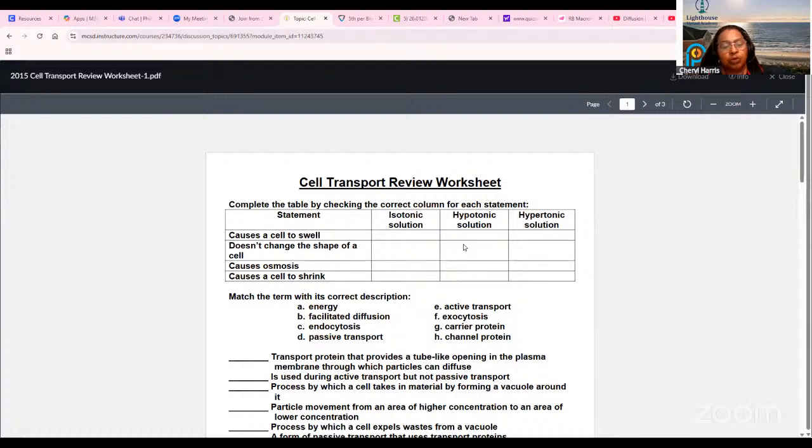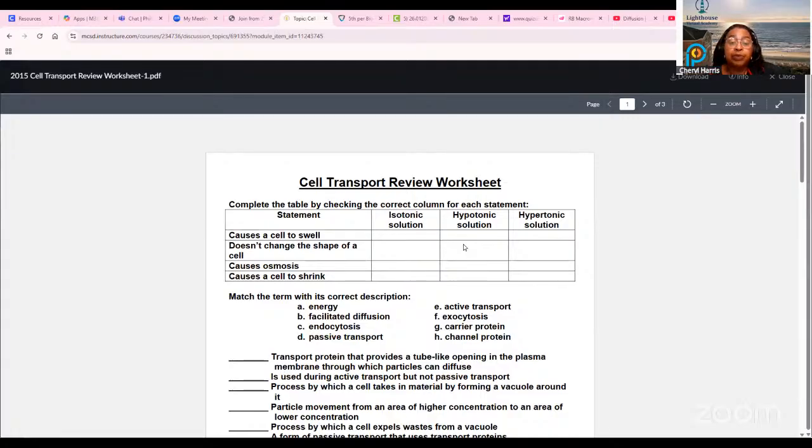Water is going to move, so we're going to check osmosis. Osmosis is going to be checked on all of them. We're looking at the second column. So the first column, you should have two checks: one next to "doesn't change the shape," and then one check next to "causes osmosis."